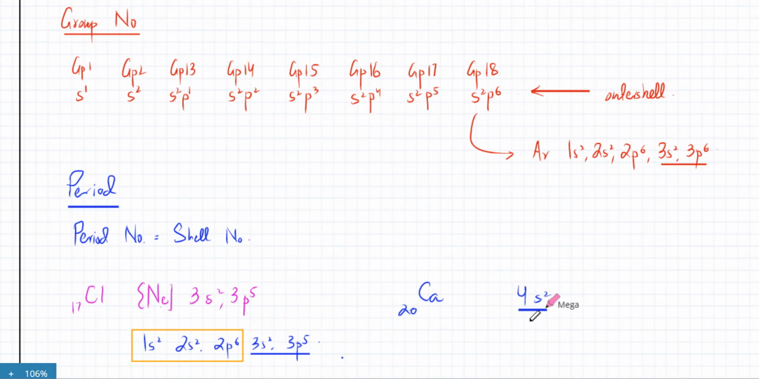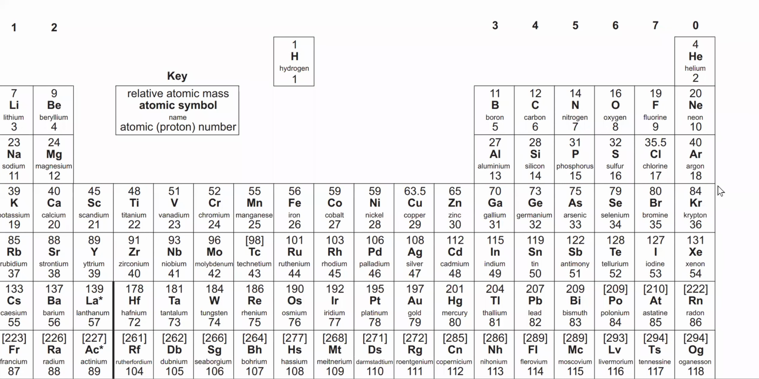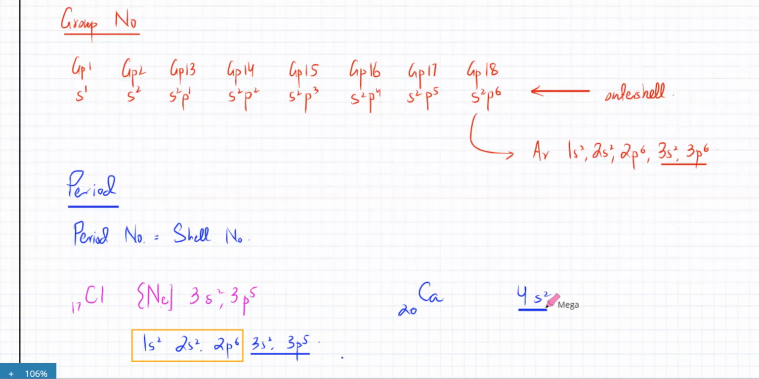What do we do with that? The inner shell. Argon. 18 is argon. I don't care about the inner shell, so I just write argon next to it. And I'm done with calcium's electronic configuration without wasting any time. A lot of times you use that.